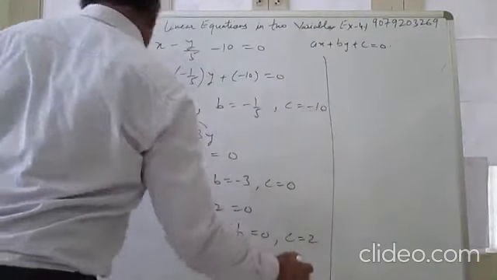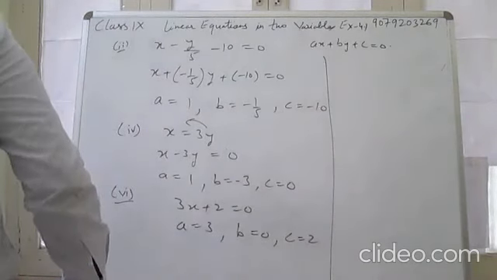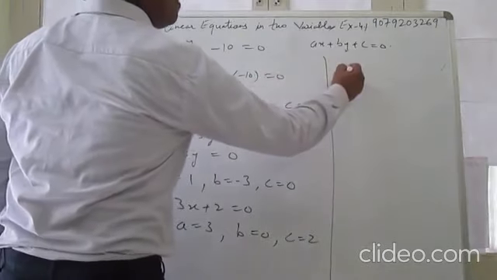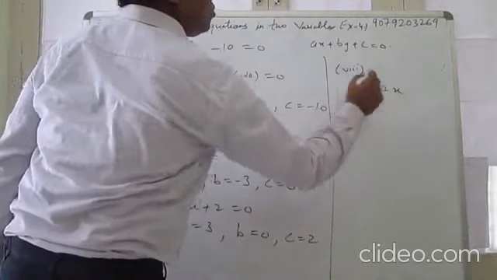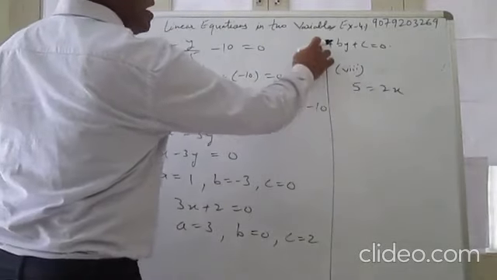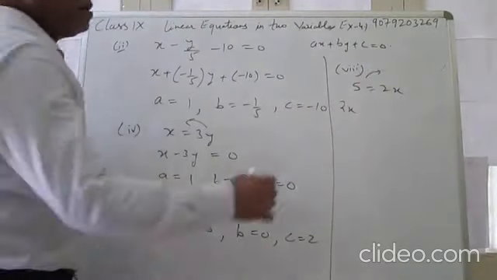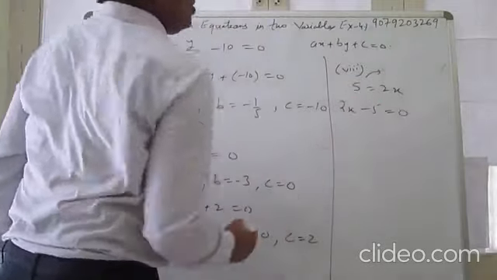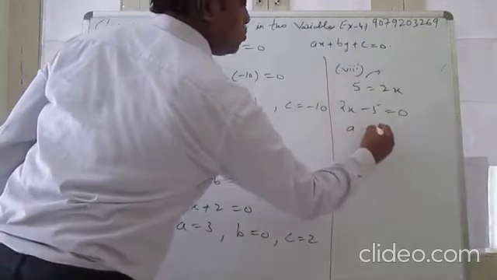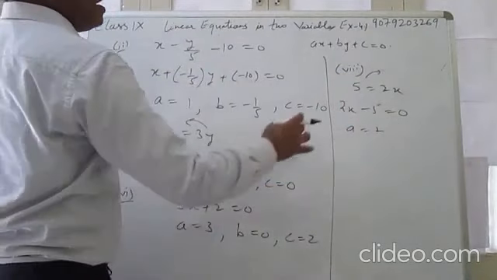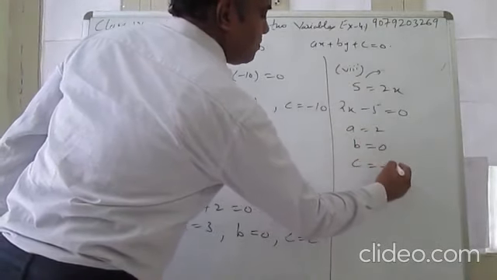I will take now the last part, that is 8: 5 is equal to 2x. 2x is positive. x is always positive. Turn 5 to that side. So 2x minus 5 is equal to 0. Here you see that the coefficient of x is 2. So a is 2. What is the coefficient of y? y is not there, so b is 0, and the constant term c is minus 5.